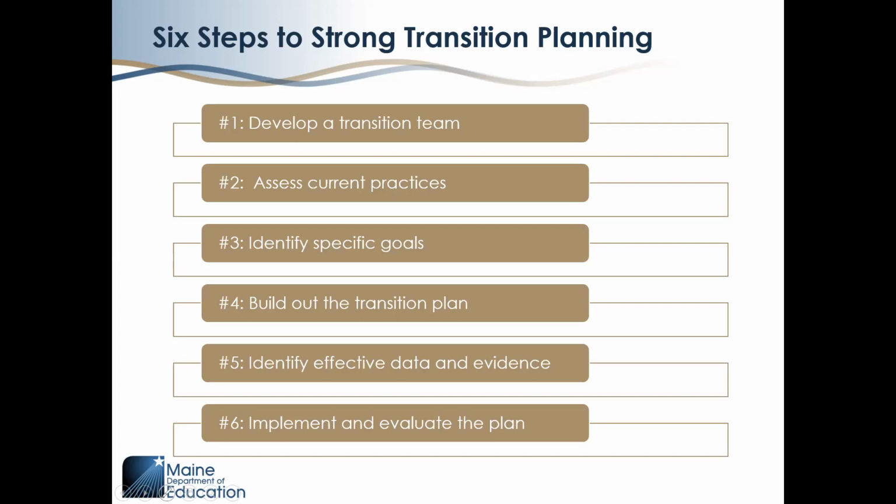Step 1 is to develop a transition team. Step 2 is to assess current transition activities. Step 3 will be to identify specific goals around transitioning. Step 4 will be to build out the transition plan. Step 5 will identify effective data and evidence. And step 6 will be to implement the plan and ongoing evaluation of that plan.